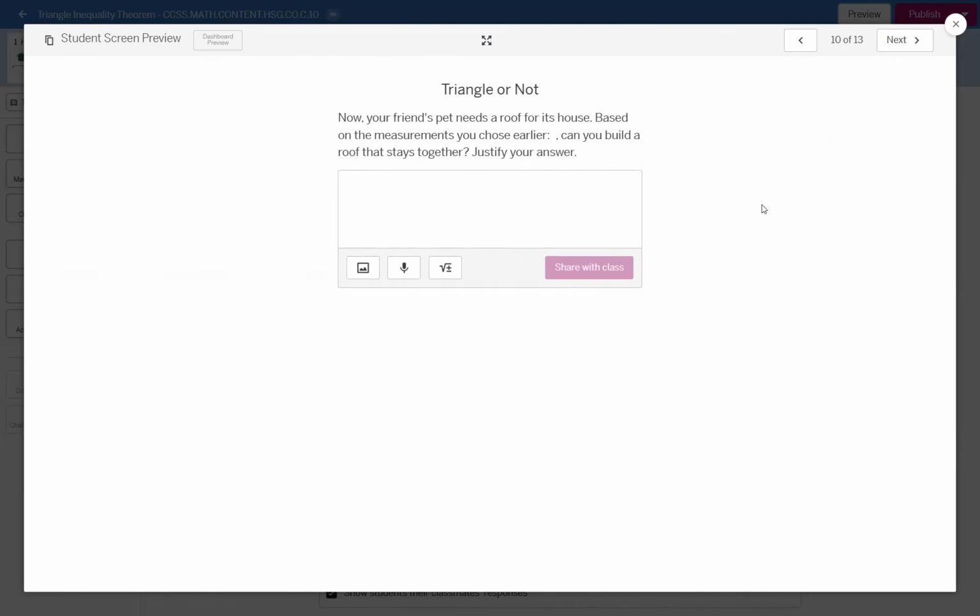Also, we have the justification problem. Now, your friend's pet needs a roof for its house. Based on the measurements that you have chosen earlier for your 15-meter plank, this is where you're going to use them. Can your numbers from earlier for the 15-meter plank form or not form a triangle? Justify your answer and share it with your class.